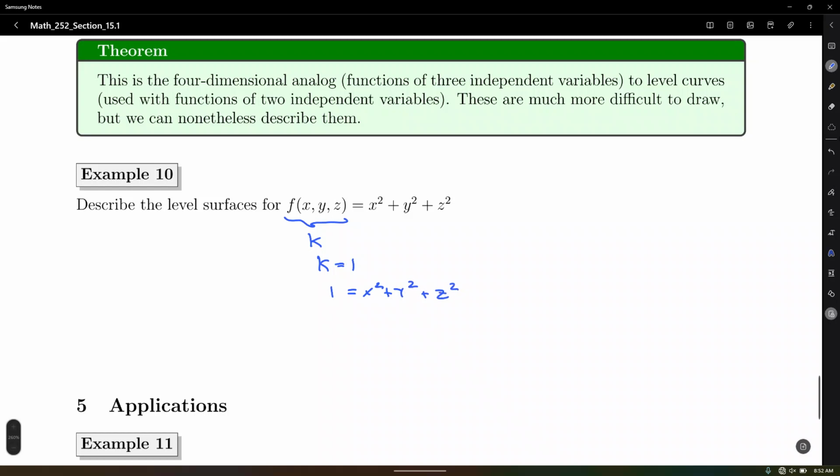And then k equals, how about 4? That means 4 equals x squared plus y squared plus z squared. And for k equals 3, no, not 3, 9. 9 equals x squared plus y squared plus z squared. Okay, let's describe those 3 surfaces. What do they look like?